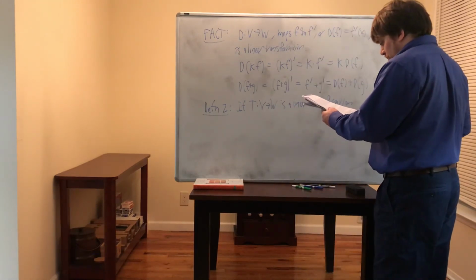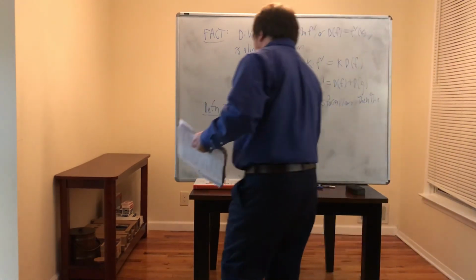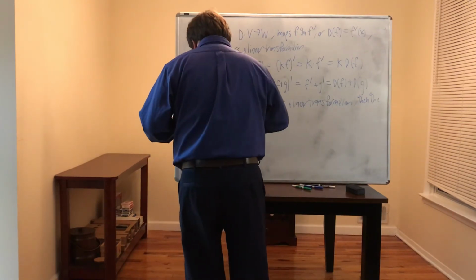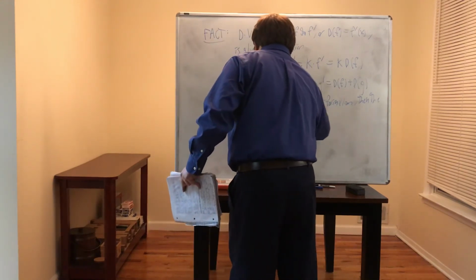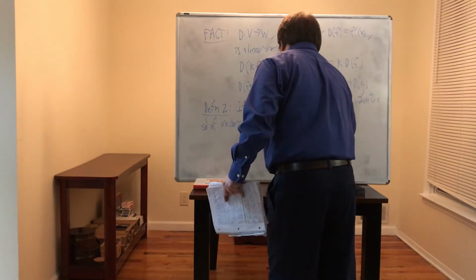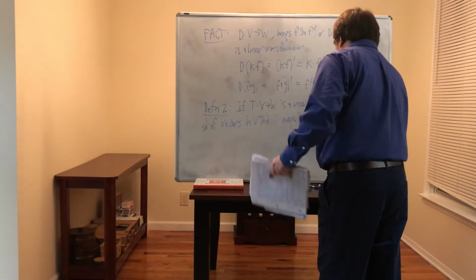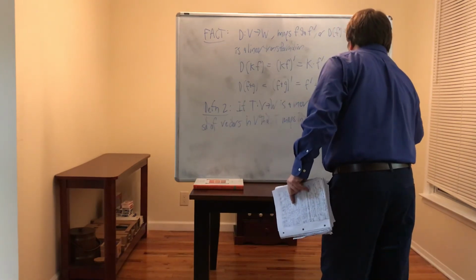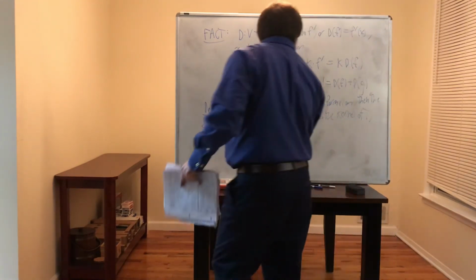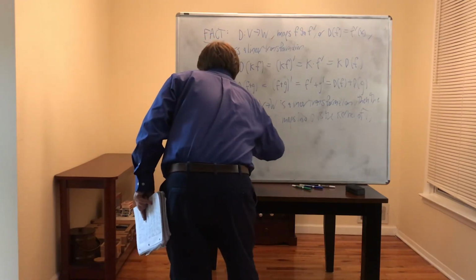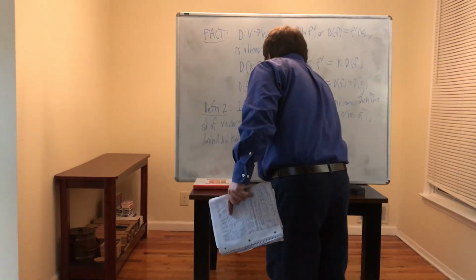So T from V to W is a linear transformation. Then the set of vectors in capital V that T maps into 0 is the kernel of T, denoted by ker of T.